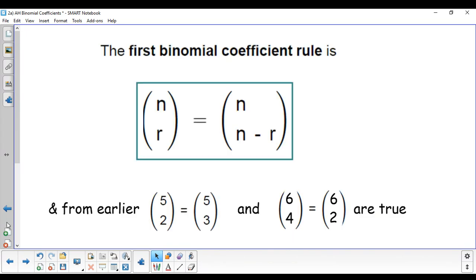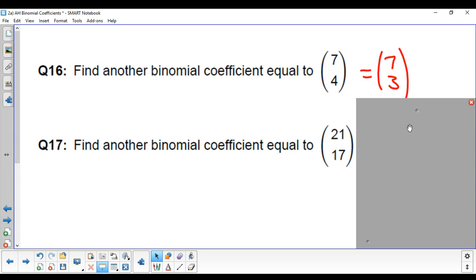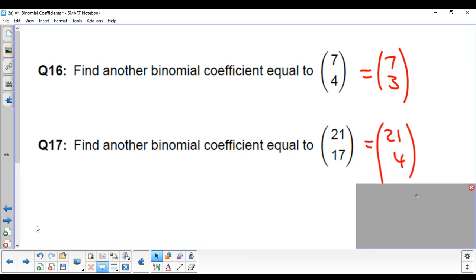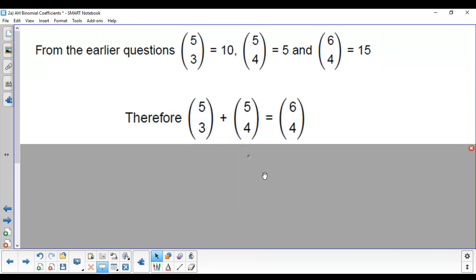That means this rule is true, and we know from earlier that they're true as well. So if you have the number at the top, then whatever the partner is to make that number will be the same value. So 7C4, the partner will be 7C3, and 21C17, the partner will be 21C4. Also, you've got values for 10 that we've calculated. 5C4 has got a value of 5, and 6C4 has got a value of 15 that I calculated.